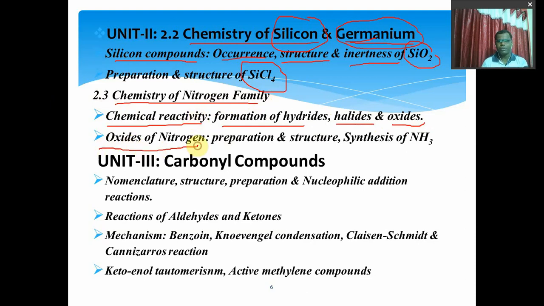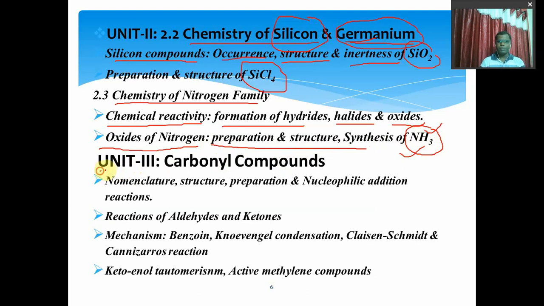Again, oxides of nitrogen is very important, their preparation, structure, and by using nitrogen we are able to synthesize one of the important compounds in organic synthesis, that is very important in the field of chemistry, for the synthesis of many compounds. That compound is called ammonia. This ammonia is synthesized by using the Bosch-Haber process, and that we are going to discuss in this topic, preparation of various oxides of nitrogen and their structures, as well as synthesis of ammonia.